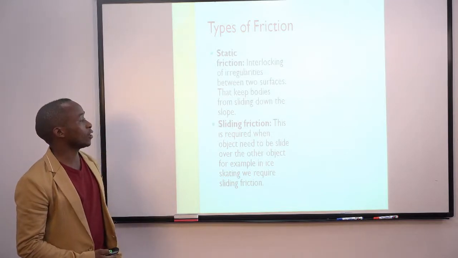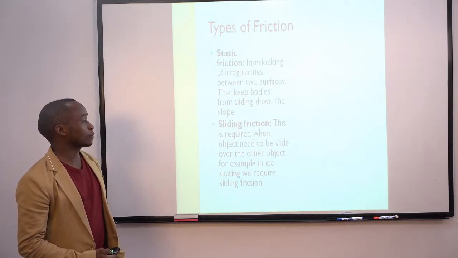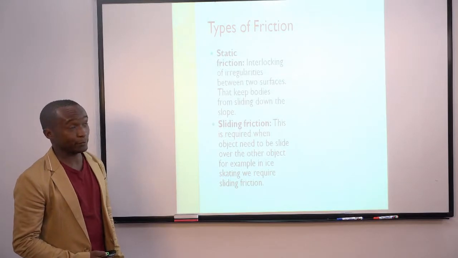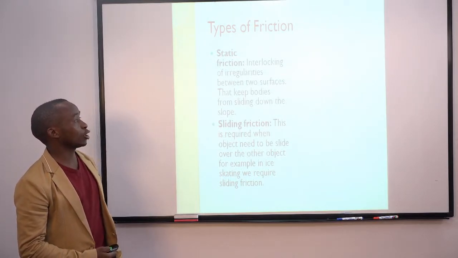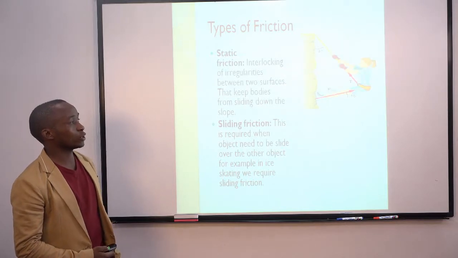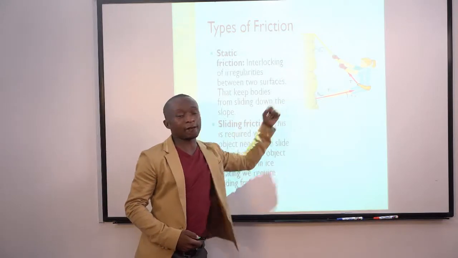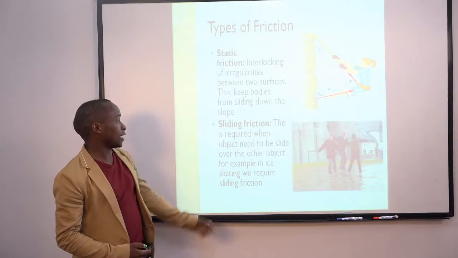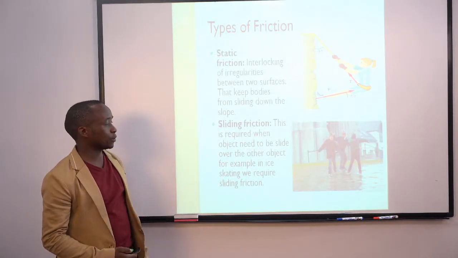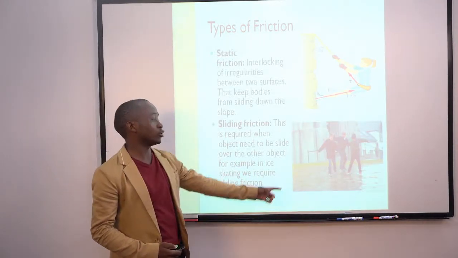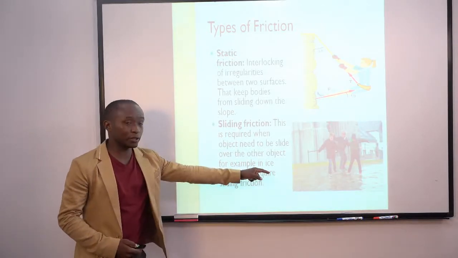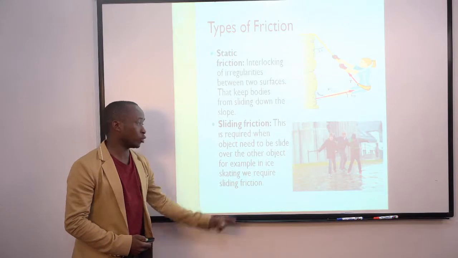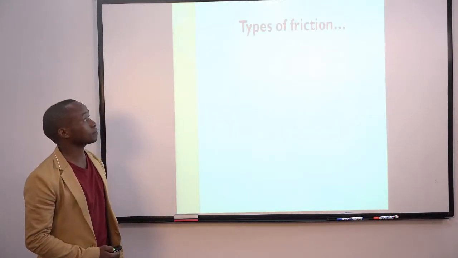Now, we have different types, but today we are going through 4 types. The first one is static friction. And this is caused by interlocking of the irregularities, as you can see in this picture here. Another is sliding friction. This picture you saw in the previous slides, these guys are sliding on a very smooth surface. So this kind of friction, which acts here, we call sliding friction.